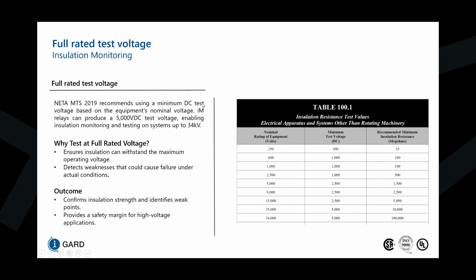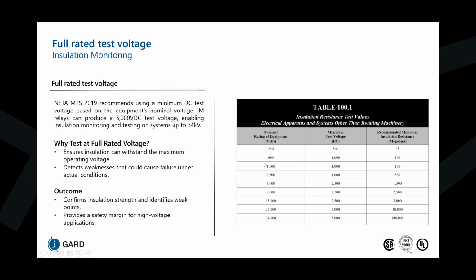Now, with respect to full rated test voltage, NETA MTS-2019 recommends using a minimum DC test voltage based on the equipment's nominal voltage, and IM relays can produce a 5,000 volt DC test voltage, enabling installation monitoring and testing on systems up to 34 kV. So why test at the full rated voltage? We ensure installation can withstand the maximum operating voltage. It detects weaknesses that could cause failure under actual conditions. And the outcome is that we confirm installation strength and identify weak points and provide a safety margin for high voltage applications.